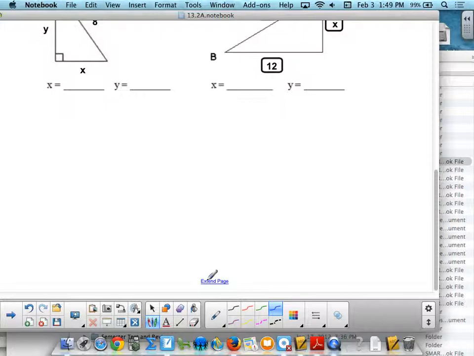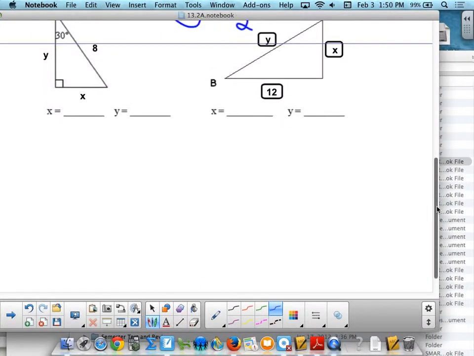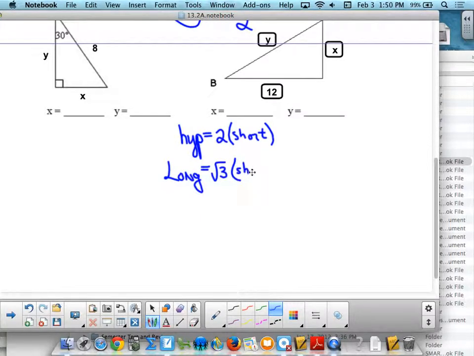Okay, there they are. If I were you again, I would jot this down. Two formulas: hypotenuse equals 2 times the short. Long equals square root of 3 times short. It's always something times the short. Double the short, you get the hypotenuse. Square root of 3 times the short, you get the long.